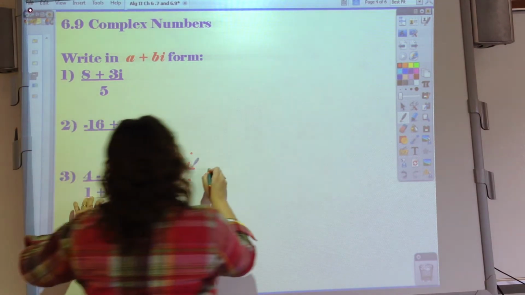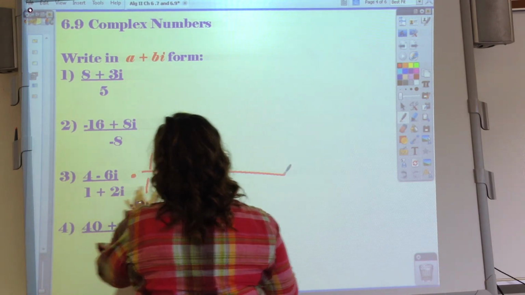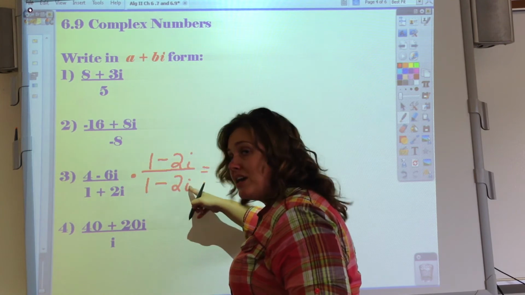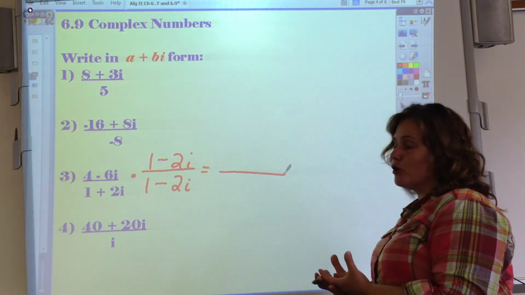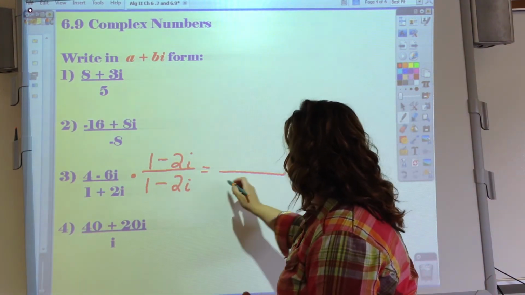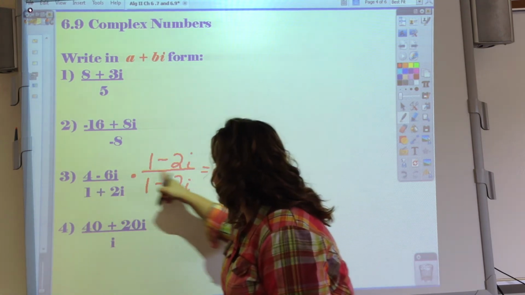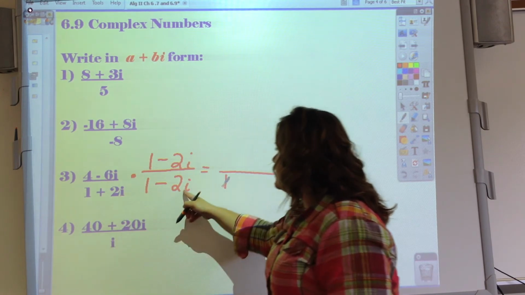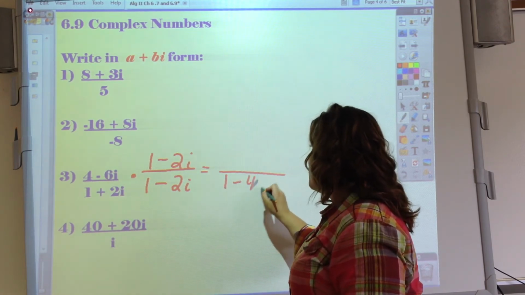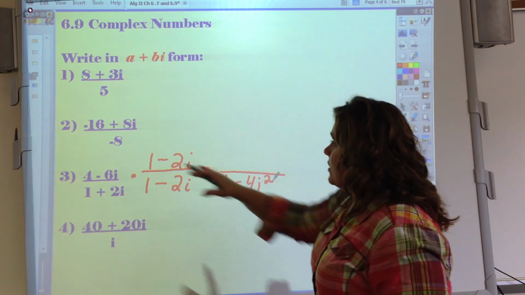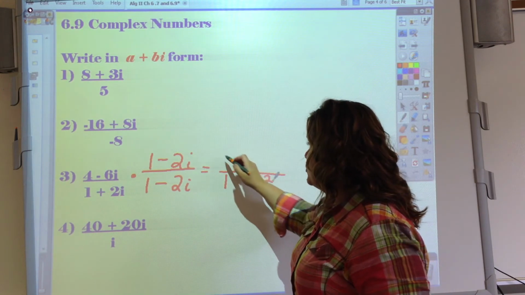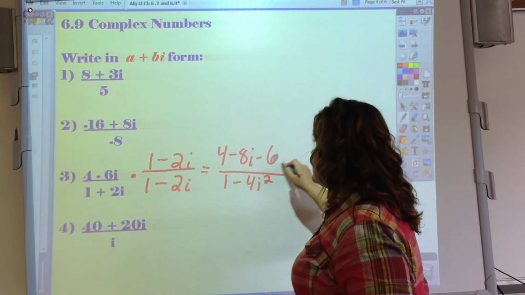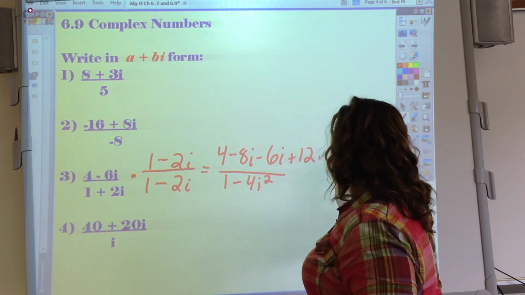In the denominator, you'll multiply by this complex conjugate, and notice how they are in the form of a plus b times a minus b. So we know those middle terms are going to drop out. 1 times 1 is 1. Here I'm going to get a negative 2i plus 2i. That cancels. And a positive times a negative gives me a negative 4i squared. In my numerator, I can FOIL as usual. I get 4 minus 8i minus 6i plus 12i squared.